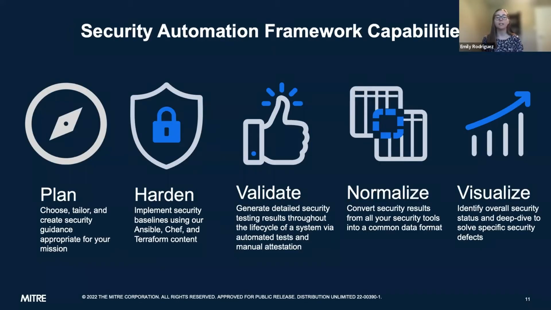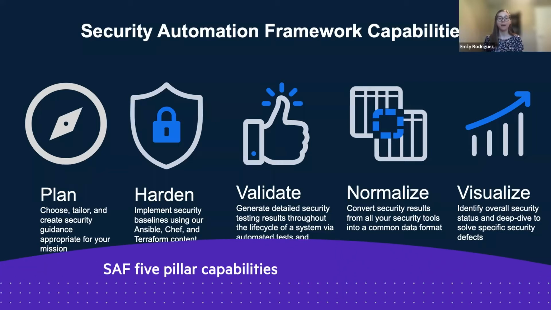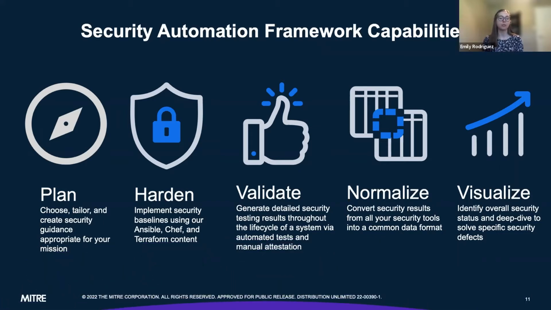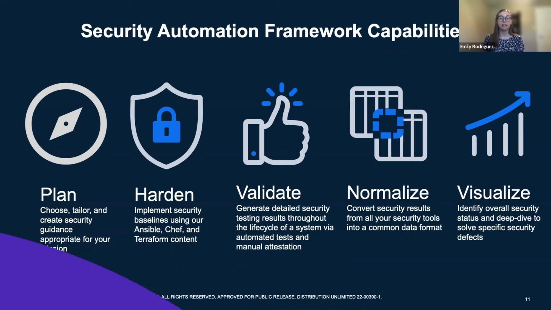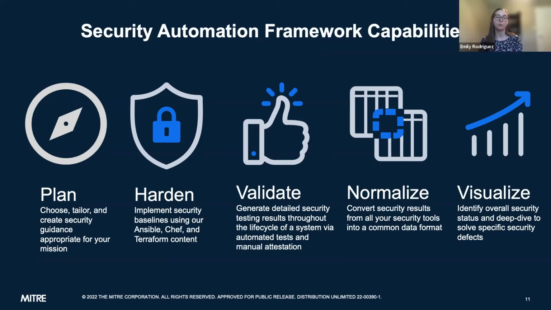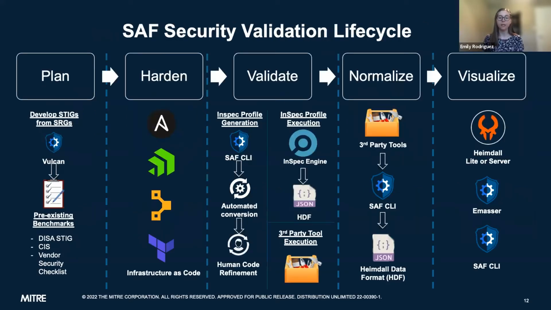So let's take a little bit of a deeper dive at the SAF's 5-pillar capabilities. The SAF provides a planning pillar to help develop security guidance or choose or tailor that guidance. It also provides security hardening, security validation, security data normalization, and security data visualization, all under one roof. The SAF tools can help you manage the entire security validation lifecycle. We partner with many different sponsors and companies, and our content is open source.